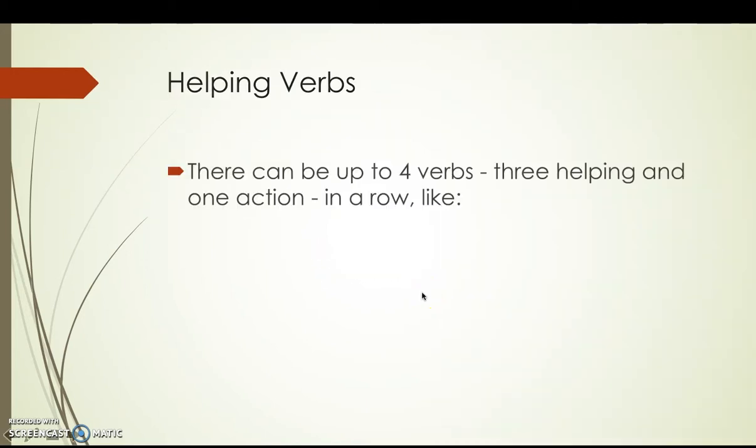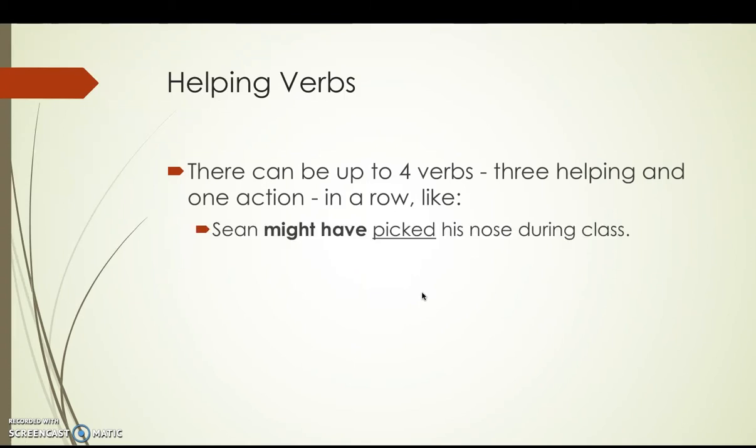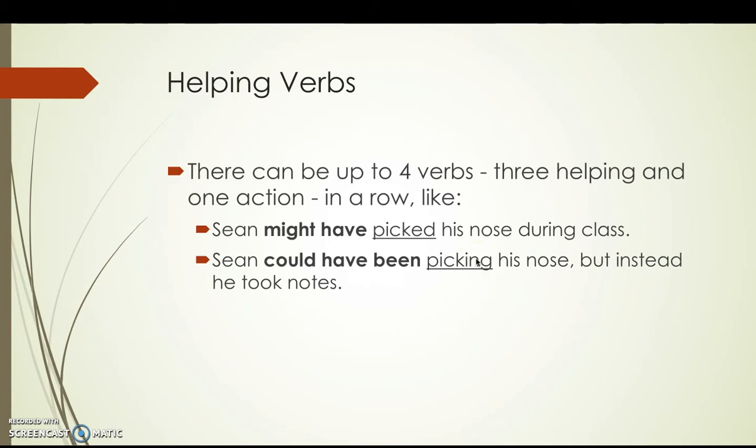There can be up to 4 verbs, 3 helping and 1 action in a row, such as Sean might have picked his nose during class. Might have are both helping verbs, and they help come up with a different type of construction here. Or Sean could have been picking his nose. So 1, 2, 3, 4, but instead he took notes. Usually we probably only have about 1 helping verb and 1 main verb. Notice there's only 1 main verb out of this. So if you have multiple here, you're adding on to the helping.